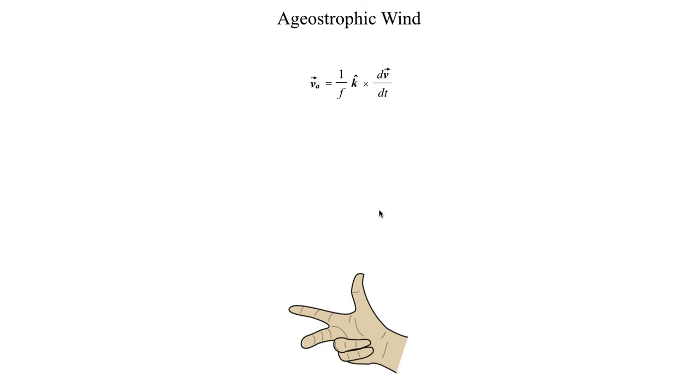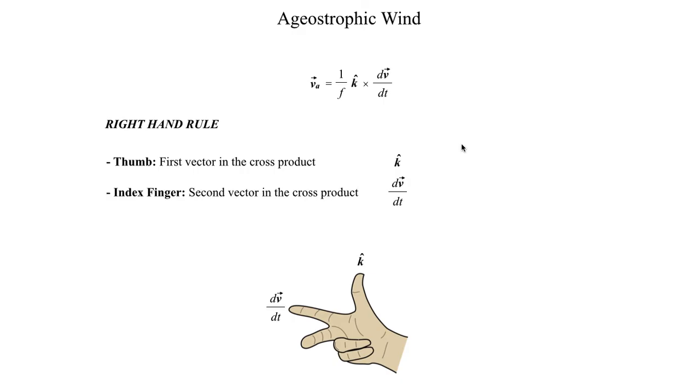And just like any other cross product, we have a right-hand rule that we can employ. So just like with all the other cross products that we've looked at, the thumb represents the first vector in the cross product, which is k hat, which points directly upward. The index finger points in the direction of the acceleration vector, and to get the ageostrophic wind, we just simply look where our middle finger is pointing when we go to employ the right-hand rule. So we'll actually apply this in the final segment when we take a look at jet streaks. That's when we're going to start applying this information to a real-world situation.